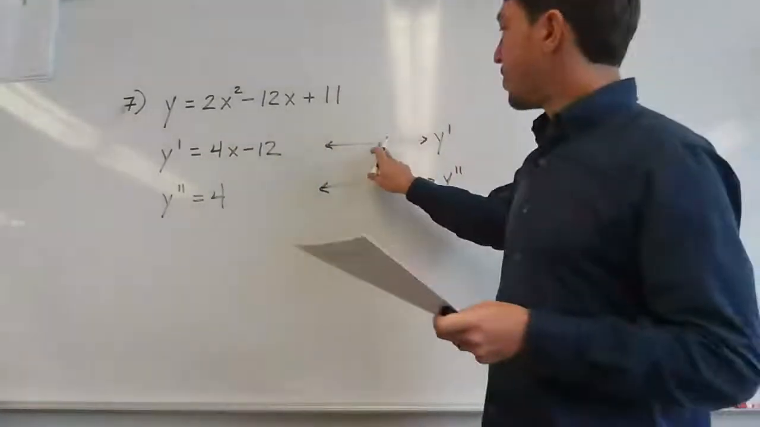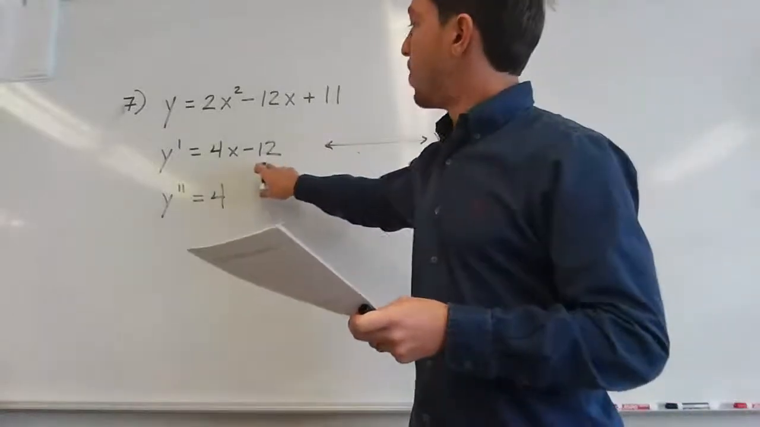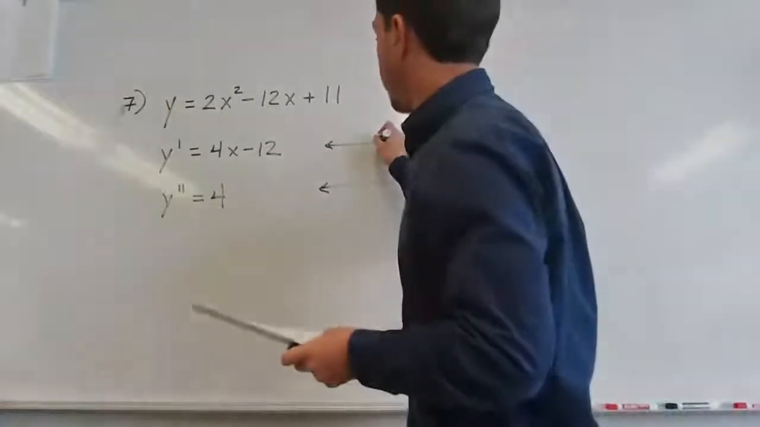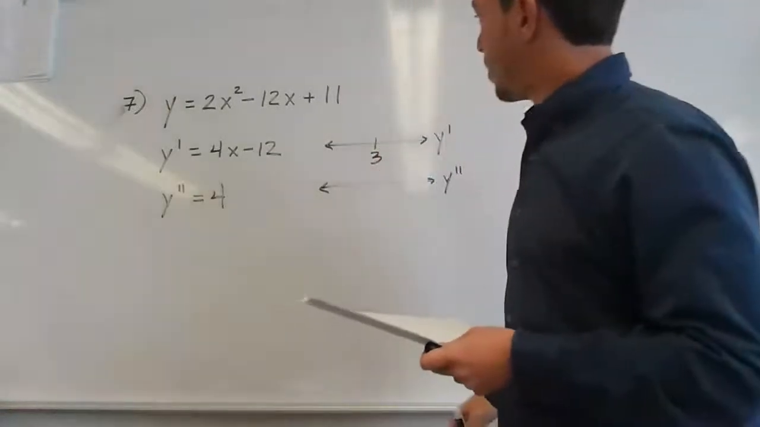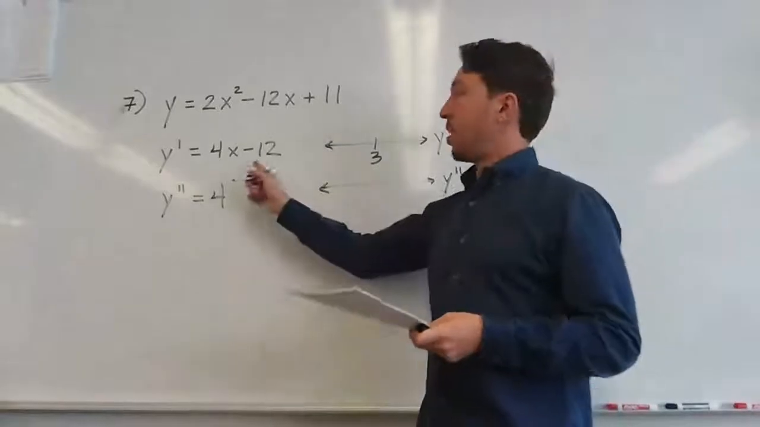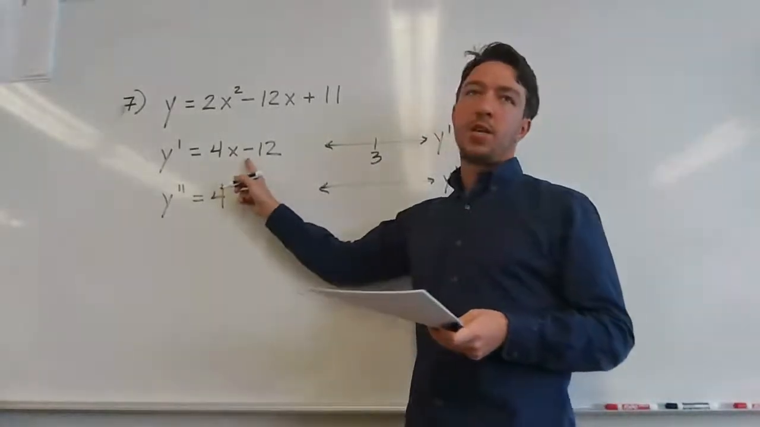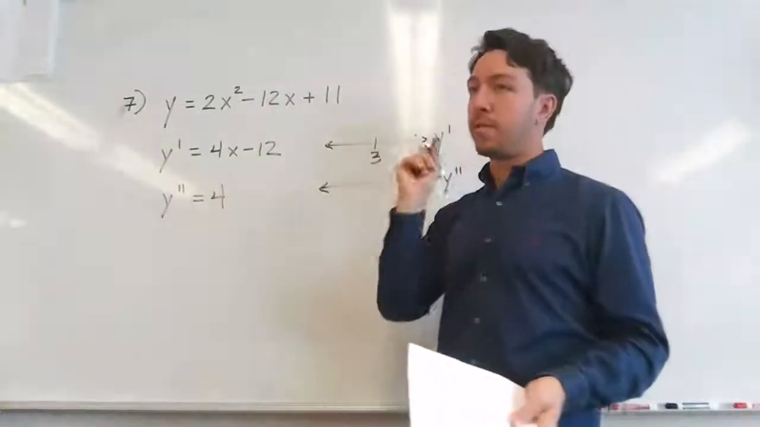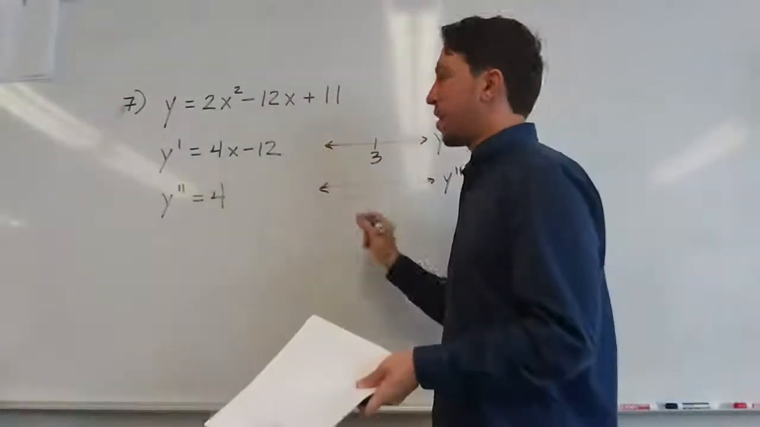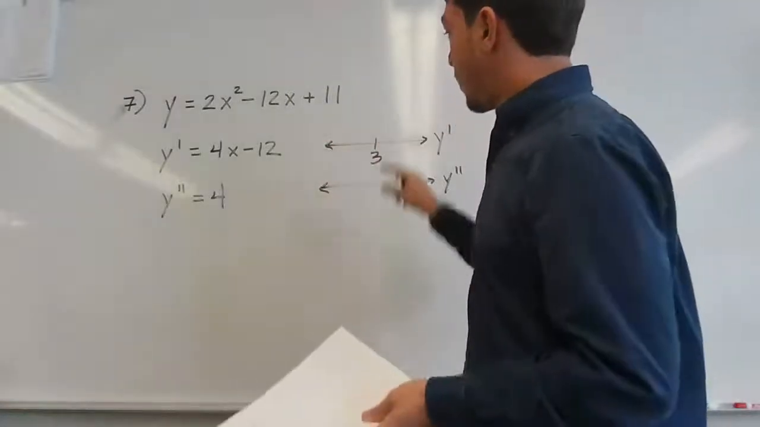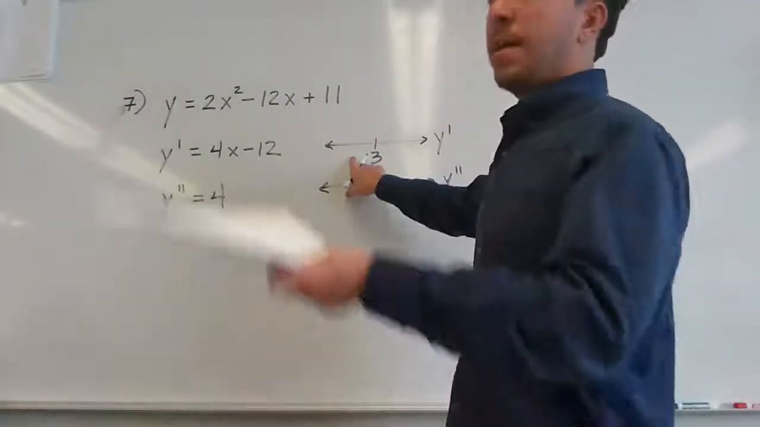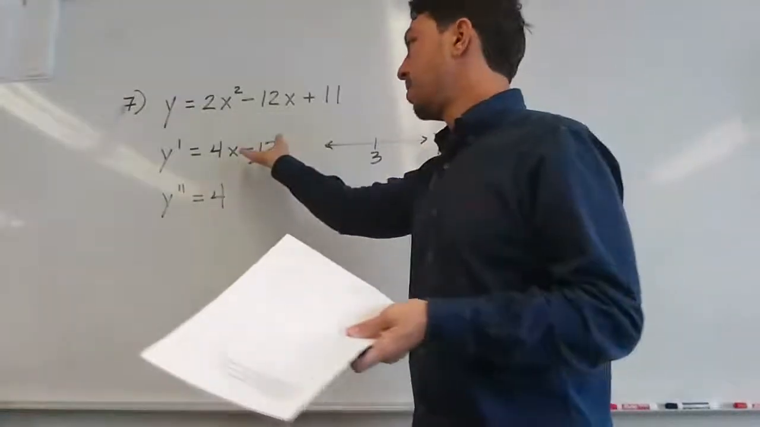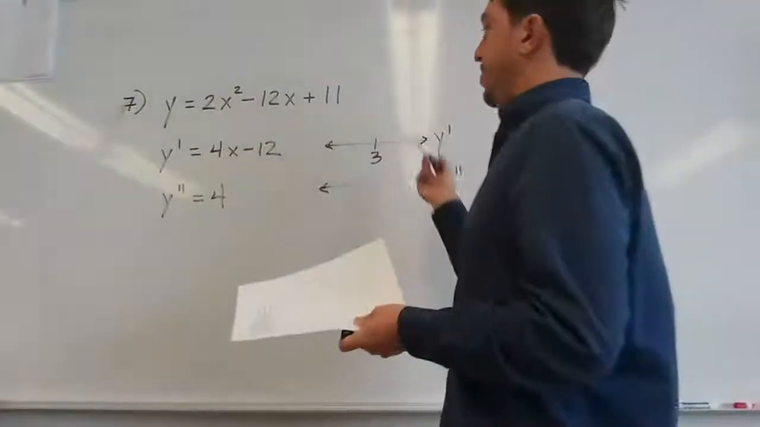So what's the critical value? What would make this either 0 or undefined? 3. Just 3. Keep in mind, if this equation generated, say, asymptotes, you'd have to consider that on your number line. Anywhere the derivative is 0 or undefined goes on here, and then we pick any number less than 3, 2, 1, whatever, plug it in. Is y prime negative or positive?